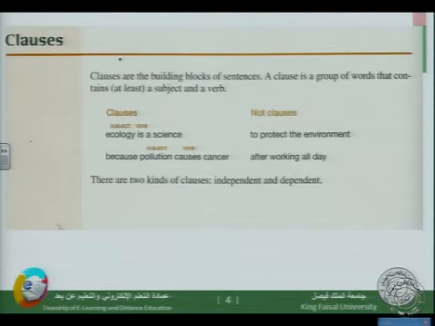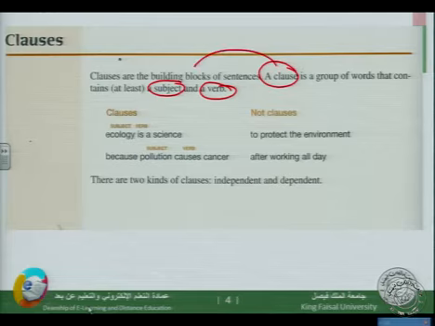The first question: what are clauses? Clauses are the building blocks of a sentence. The basics of any sentence we call a clause. A clause is a group of words that contains at least a subject and a verb. Any clause must have at least a subject and a verb. So what is a clause? It is a group of words that should have at least a subject and a verb.